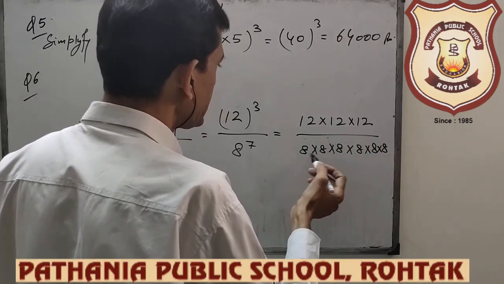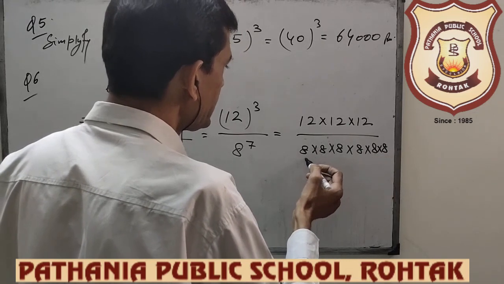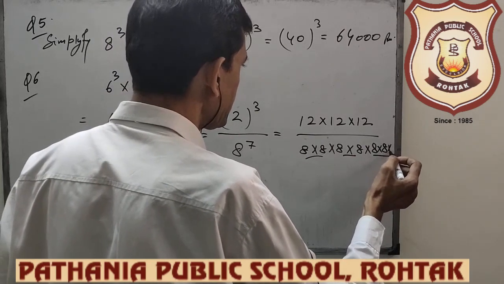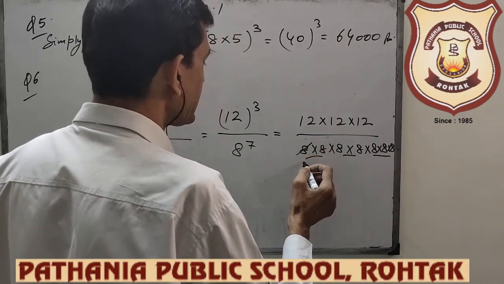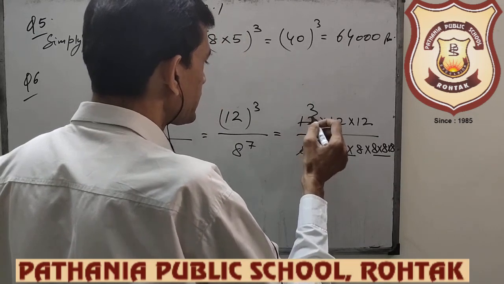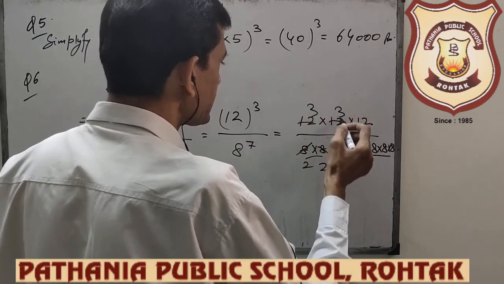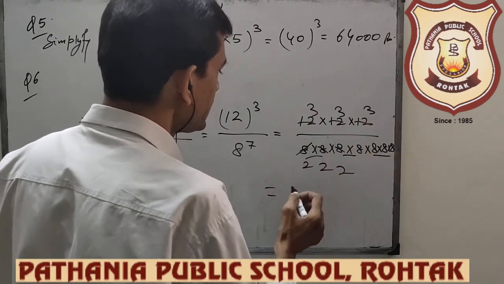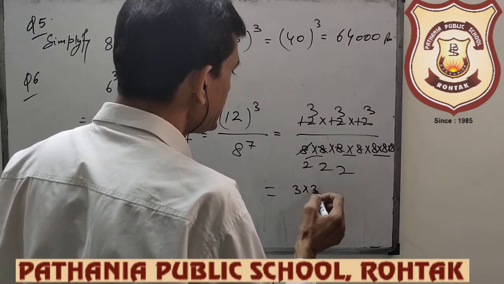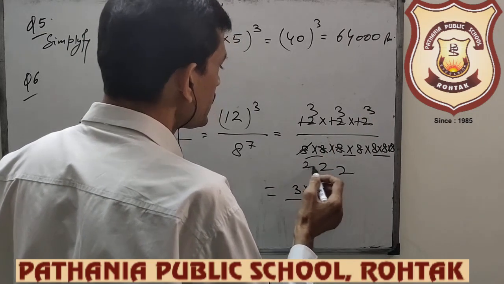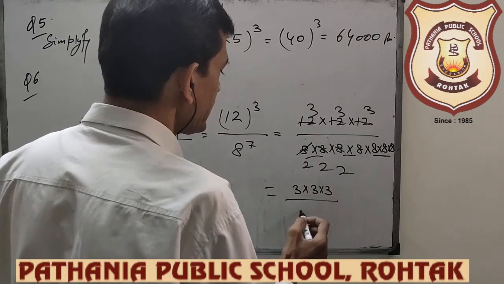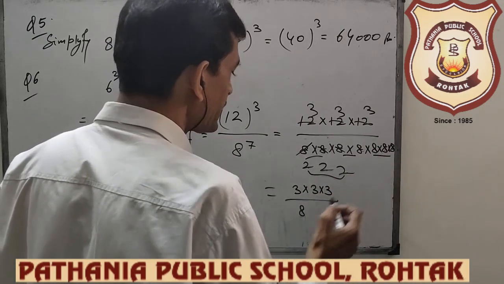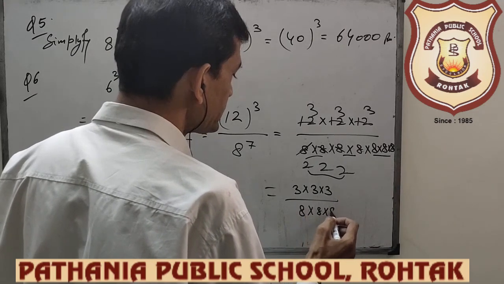Whatever can cancel to each other, will cancel: 2 to the 4, 2 to the 4, and one more 8 will come. So 4 twos are 8, 4 threes are 12, 4 twos are 8, 4 threes are 12, 4 twos are 8, 4 threes are 12. So what is it? 3 into 3 into 3 upon 2 to the 4, 2 twos are 8, and 1 2 3 4 is there, 4 eights.